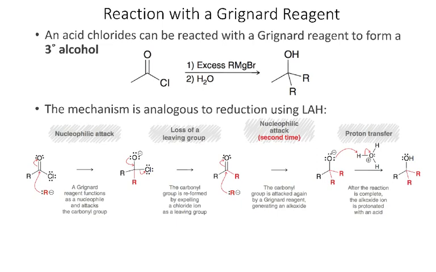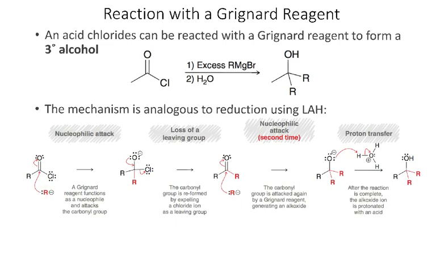Now the mechanism is exactly analogous to the mechanism that we saw for the reduction using lithium aluminum hydride, except instead of having hydrogen as the nucleophile and making a primary alcohol, we're going to have the R groups from the Grignard reagent acting as our nucleophiles. So with the reduction, this was a hydrogen coming from the lithium aluminum hydride. Now we just have the alkyl anion from the Grignard reagent.